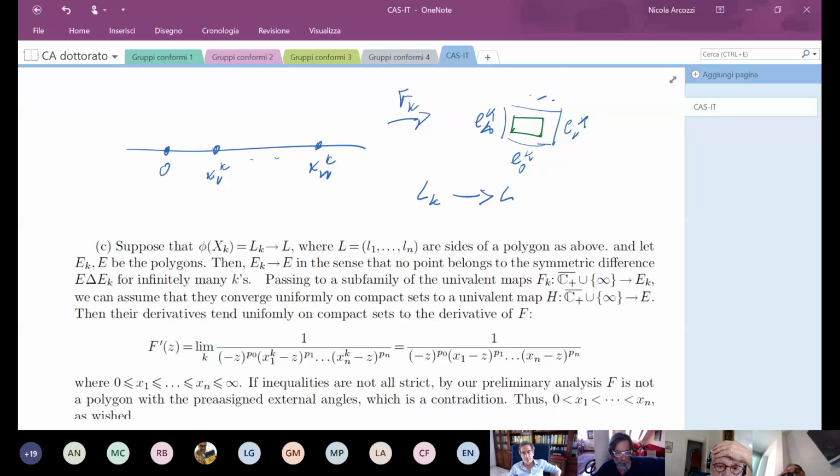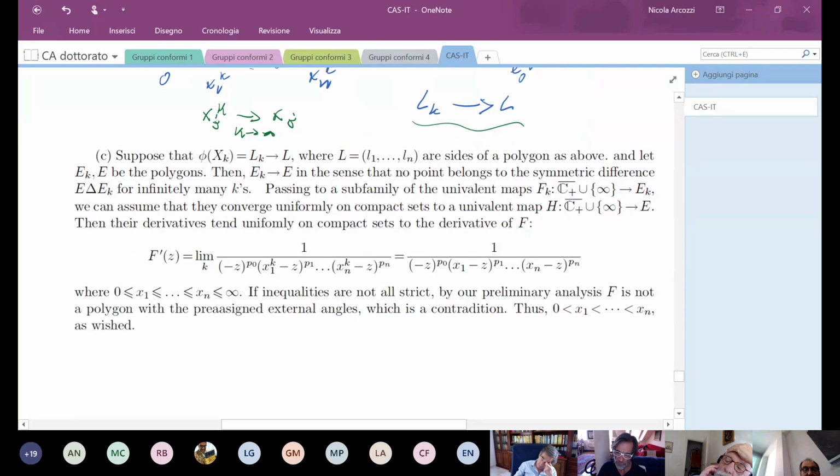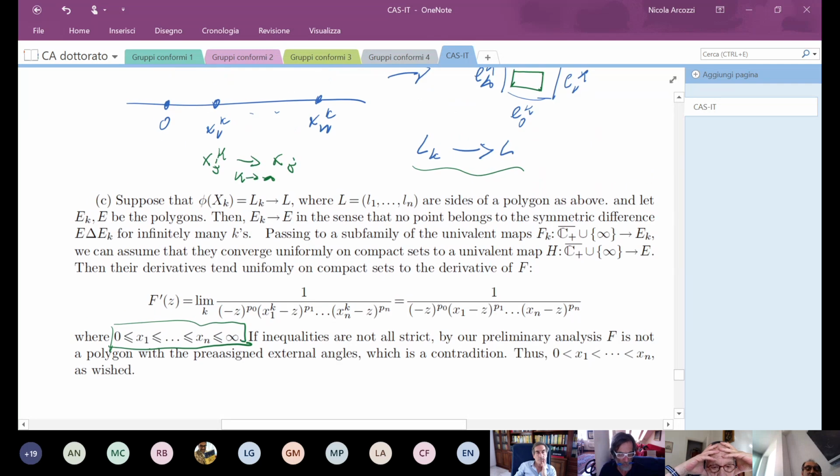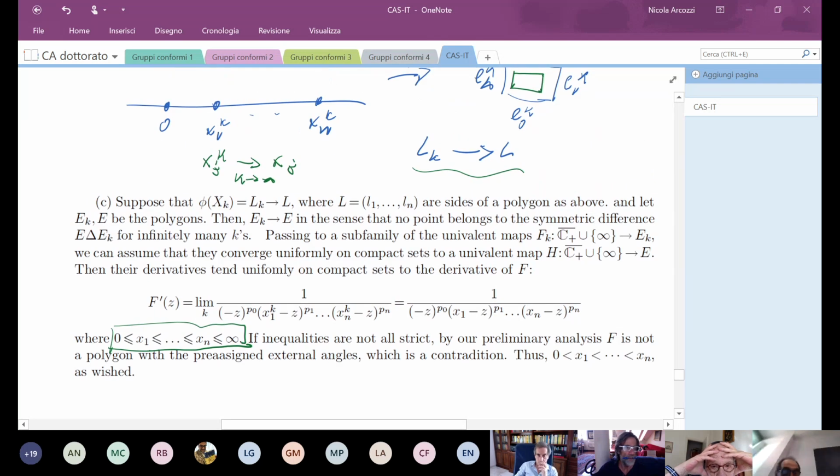Okay. So suppose that this happens. So passing to subsequences, we can assume that these xjk, as k goes to infinity, move to some xj's. And okay, the only difficulty is this one. The difficulty is that maybe they clash into each other, right? Maybe x1 is equal to x2.